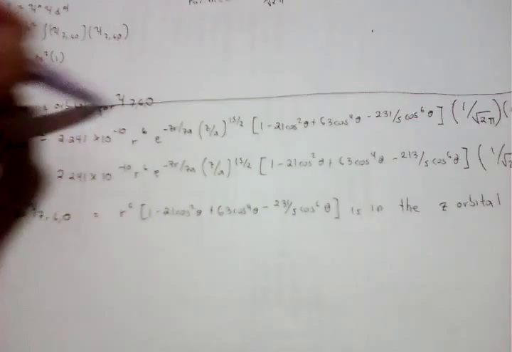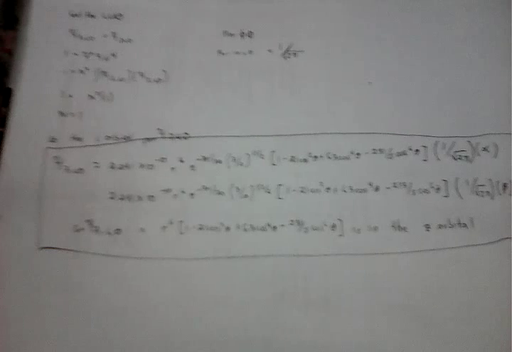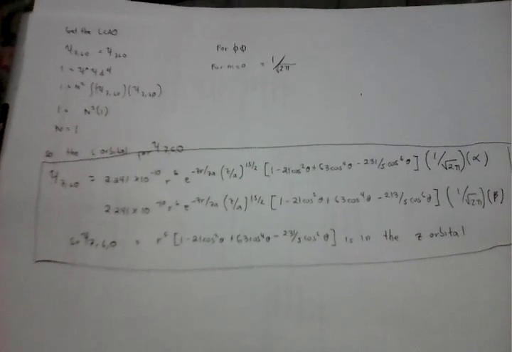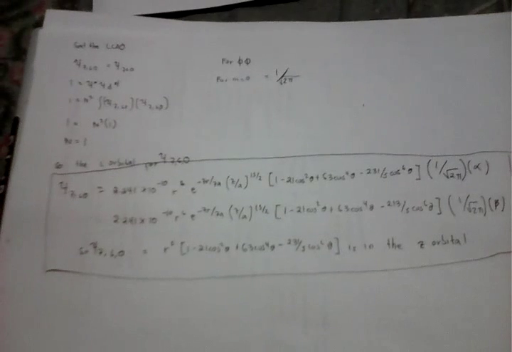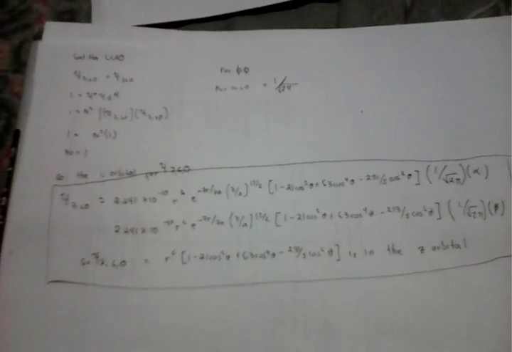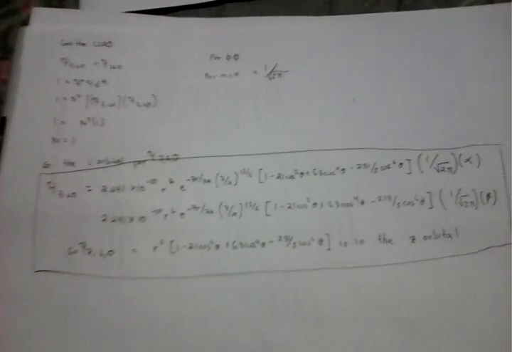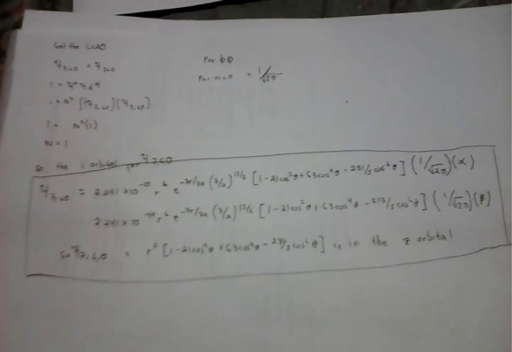So I squared it. So this is the psi 760, which is the 7i with m equals 6. Thank you and God bless.